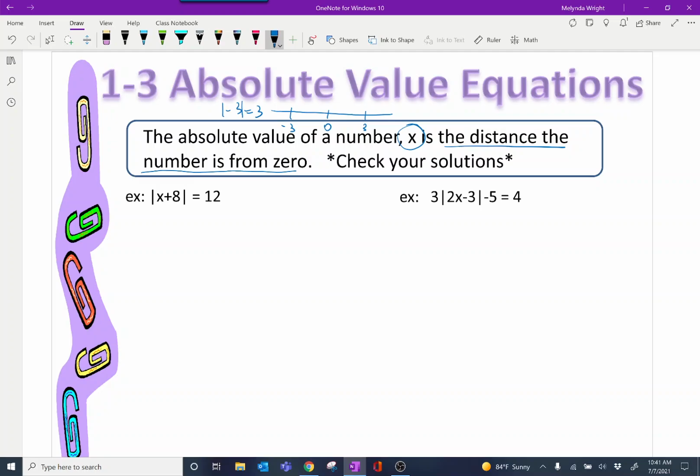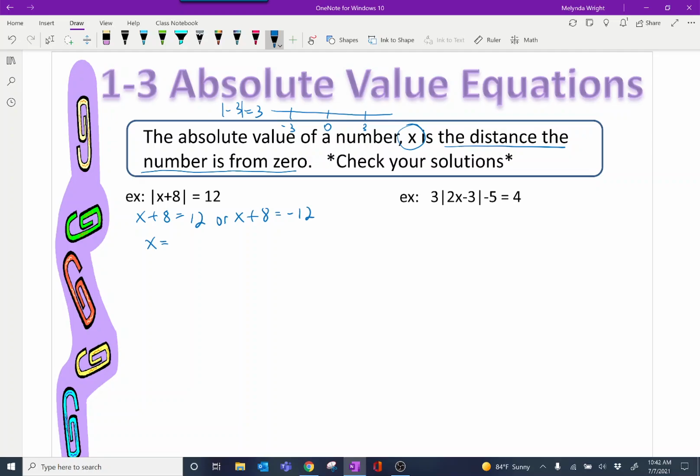So whatever this quantity in here is, if it is equal to 12, this quantity could turn out to be a 12, or it could turn out to be a -12. Those would give us the exact same value once we absolute valued it. So we're going to have two equations to solve when we have absolute values. So let's just solve both of these equations.